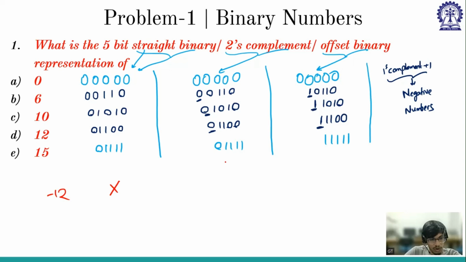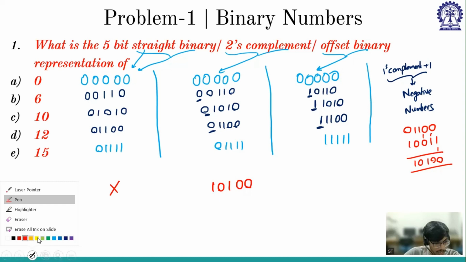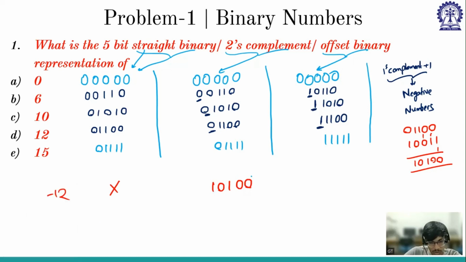And for this, how will you do it? You invert this, 01101, and add 1. So it becomes 10100. Now let me check if it is actually working or not. This is 2 to the power 0, 2 to the power 1, 2 to the power 2, 2 to the power 3, 2 to the power 4. So it is -16 plus 4, -12, right? Now it is working.